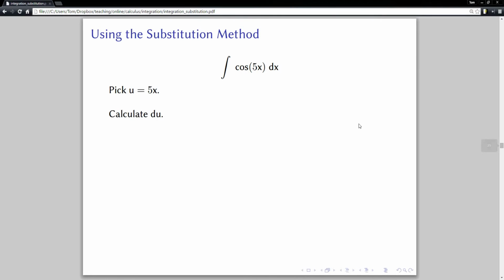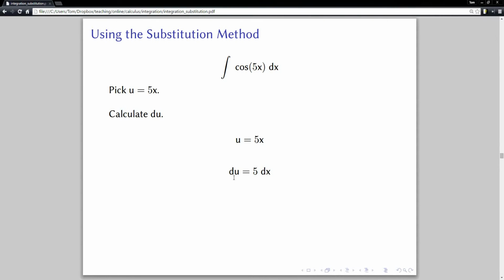Okay. Next up, you're going to do what's called calculate du. So what you're going to do is take that u that you picked right here and just take the derivative of both sides. Okay. The derivative of u is 1, right? And then we're going to attach this du right here. Okay. A lot of students, when they first see the integration by substitution method, have a lot of questions about the du. What is it? How does it work?